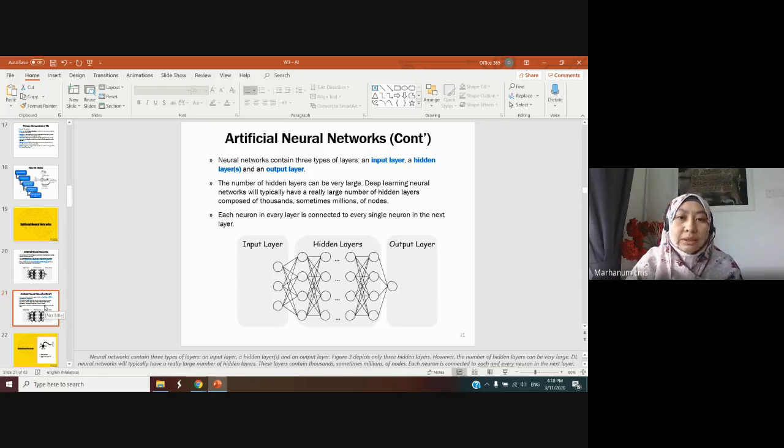Neural networks contain 3 types of layers: input, hidden, and output layers. The number of hidden layers can be very large. Deep learning neural networks will typically have a really large number of hidden layers. Deep learning, because their role is more specialized and more deep, from the word deep. Then they can make synthesis, they can make suggestions. Each neuron in every layer is connected to every single neuron in the next layer.